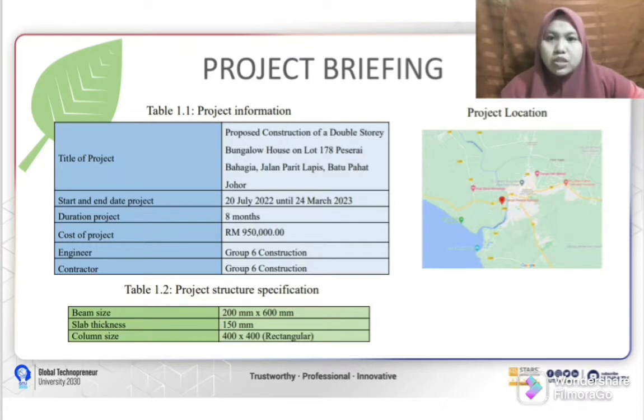Our group, Group 6 Construction, is the engineer and contractor for this project. For the project structure specification, the beam size that we use is 200 mm times 600 mm. Slab thickness is 150 millimeters, and column size is 400 times 400 mm, which is a rectangular size.